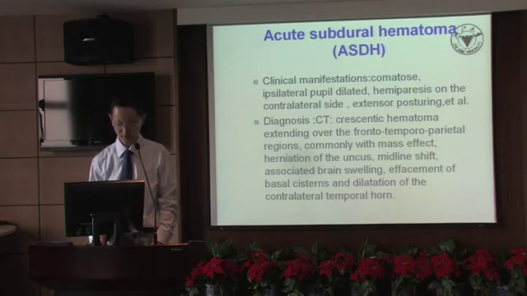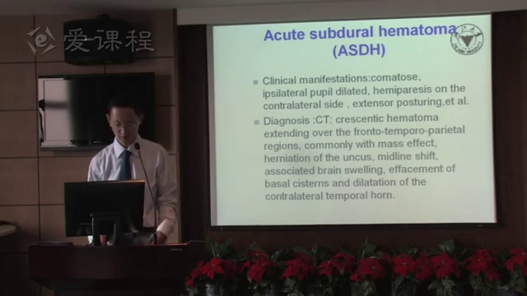Diagnosis of an ASDH is established by visualization of the crescentic hematoma extending over the frontotemporoparietal region, commonly with mass effect, herniation of the uncus, midline shift, associated brain swelling, effacement of basal cisterns, and dilation of the contralateral temporal horn. The typical subdural hemorrhage is more diffuse than an epidural hematoma and has a concave inner margin that follows the surface of the brain.